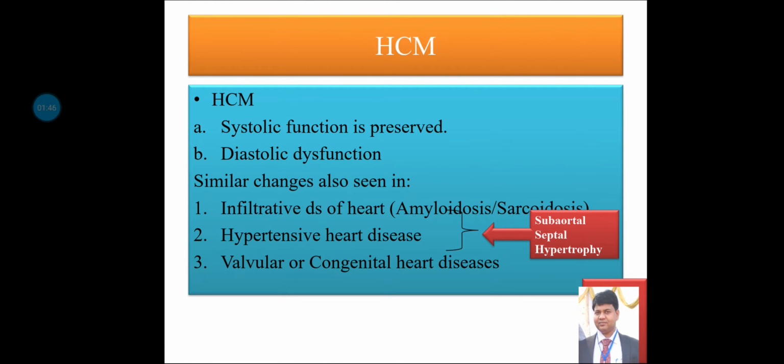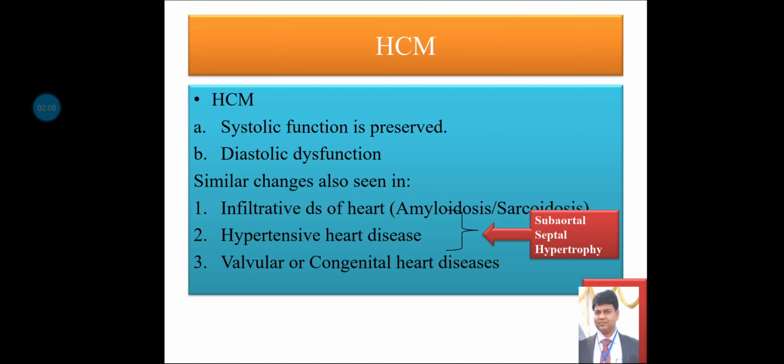So in hypertrophic cardiomyopathy, systolic function is preserved, and it is the diastolic function which is abnormal. Basically the ventricles fail to relax, and this failure results in diastolic dysfunction.